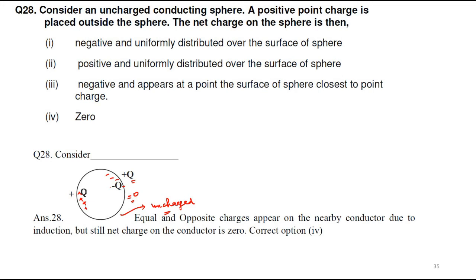Charge is redistributed. Whatever charge is possessed by the sphere is redistributed. So minus q here and plus q here. Total charge is 0. He is also asking the net charge on the sphere. So answer is option 4, which is 0.